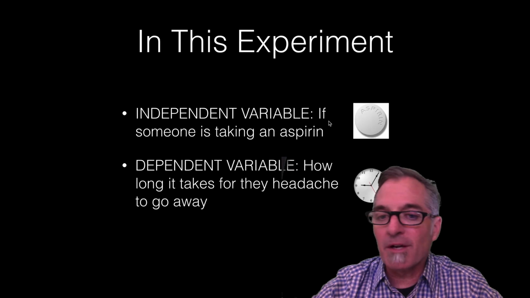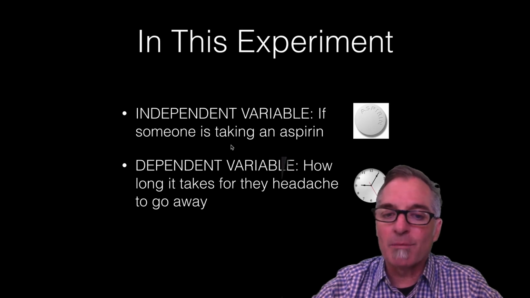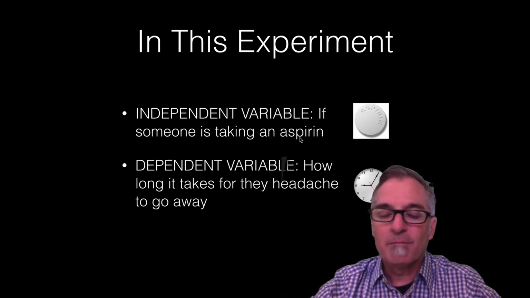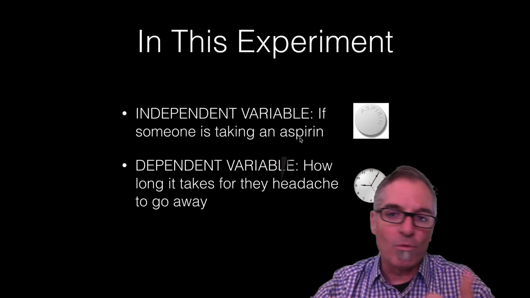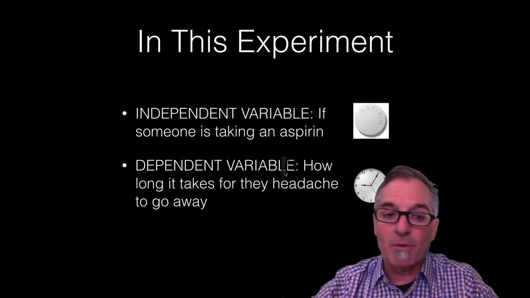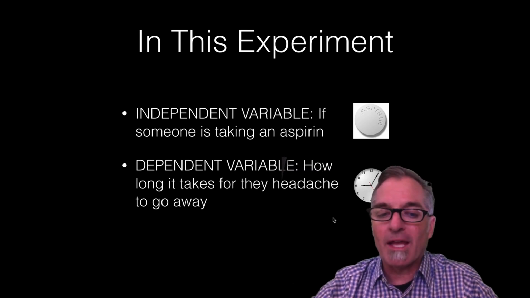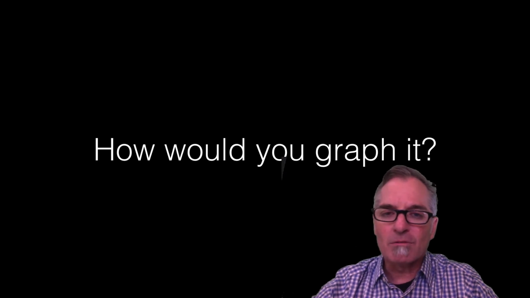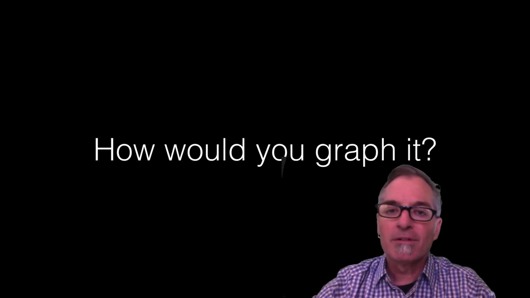So the independent variable is going to be if someone is taking an aspirin, maybe they would take 1 aspirin or 2 aspirin or 3 aspirin, right? The dependent variable would be how long it takes for the headache to go away. So how would you graph this one?